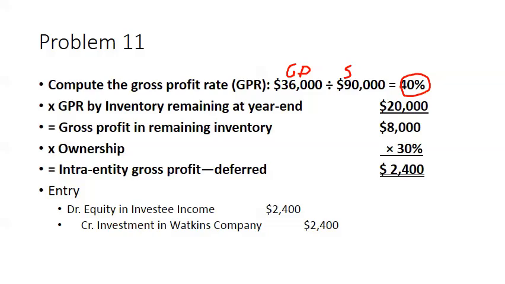So again, we take the gross profit rate times the inventory still on hand. That gives you the gross profit of this 20,000. And then don't forget this. It's very, very typical to forget this. This 8,000 is gross profit for the entire company. We only own 30% of them, so we only need to defer 30% of the gross profit.